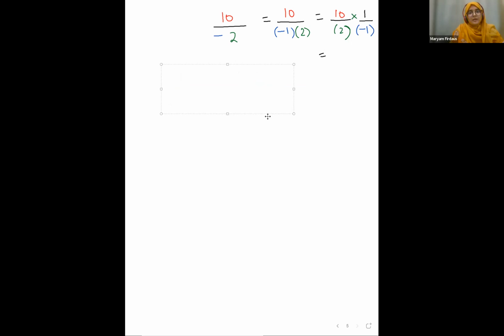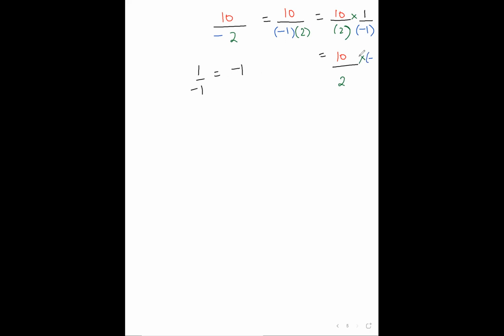Okay. Now can I say that this is equal to this negative 1? So what is 1 by negative 1? Minus 1. Yes, minus 1, right? So can I say this is equal to 10 divided by 2 multiplied by minus 1? Can I say that? Yeah. Okay.